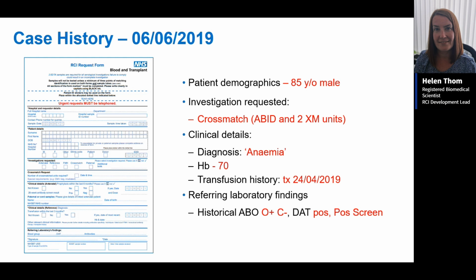The clinical details: we got a diagnosis of anemia, which was always my favourite because, you know, what kind of anemia have they got? Hemoglobin of 70 and last transfused 2 months previously, on the 19th of April. This time they've got some historical details, because it's really useful to include your historical information on your request form. They were told they were O-pos and big C-neg. This time they were DAT-pos, they weren't normally DAT-pos, and they had a positive antibody screen. So this patient's multi-transfused, never really had any antibodies before, but has now decided to make something.